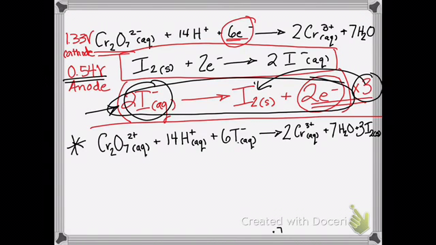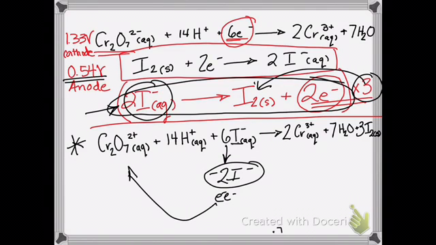So every time 2 of these react, so you go down by 2 iodides, every time 2 of those ions react, you're going to produce 2 electrons. And when you finally get up to 6 electrons, that's when this guy can finally react.